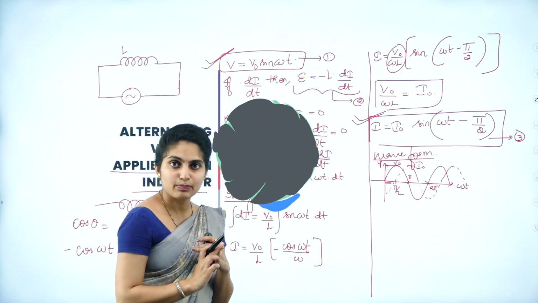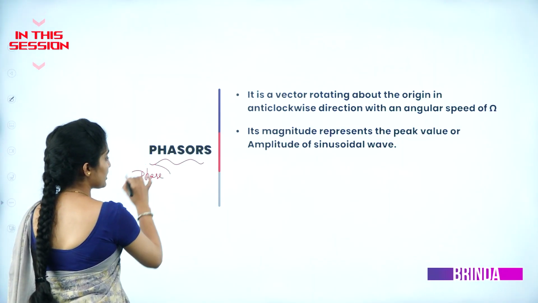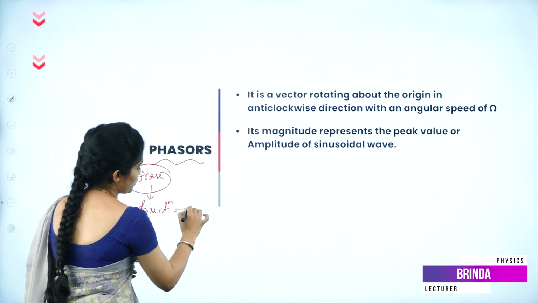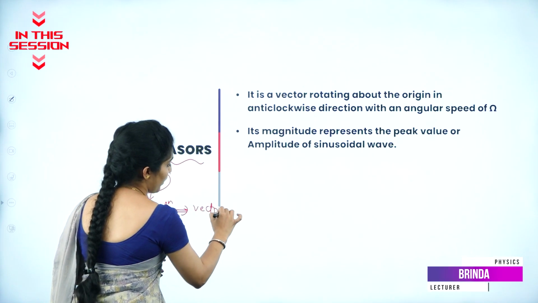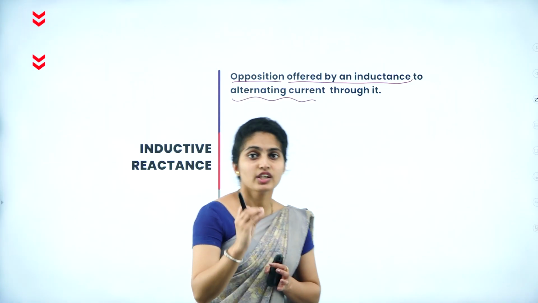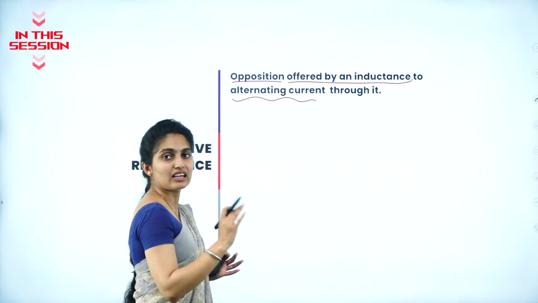The current lags behind 90 degrees with respect to the voltage. Phase means the one which gives the direction and is supposed to be a vector quantity. Opposition offered by an inductor having certain inductance to the alternating current which is passing through it is called inductive reactance.